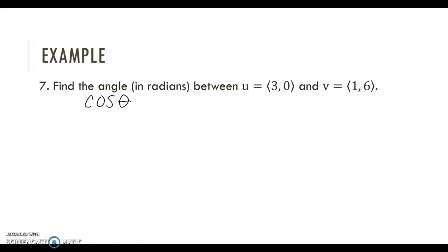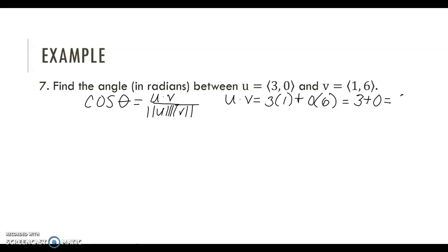Cosine theta equals u dot v over the magnitude of u times the magnitude of v. So I'm going to find all these pieces first, and then we'll substitute in. Let's start with u dot v. The dot product u dot v: 3 times 1 plus 0 times 6 gives me 3 plus 0. So the dot product of u dot v is 3.